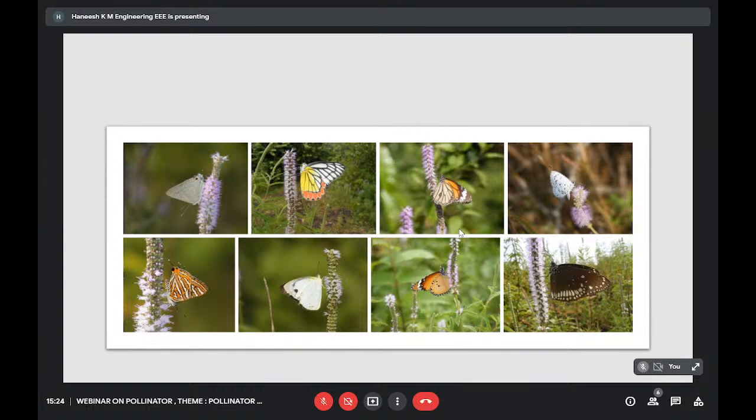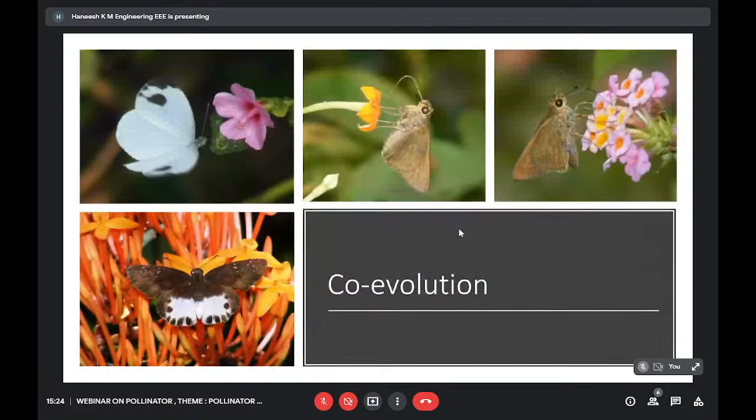So they are able to attract different kinds of butterflies. But certain plants will attract only certain kinds of pollinators. Here in the middle picture, you can see that this particular butterfly has a long proboscis which is shooting into this particular flower. The normal small butterflies with a small proboscis cannot suck the nectar from this long tube flower.